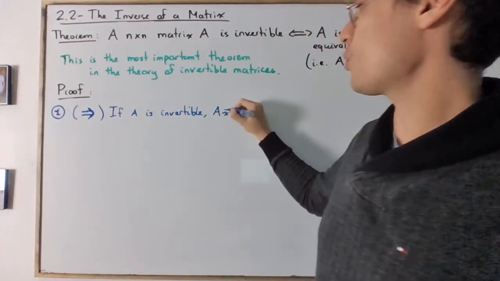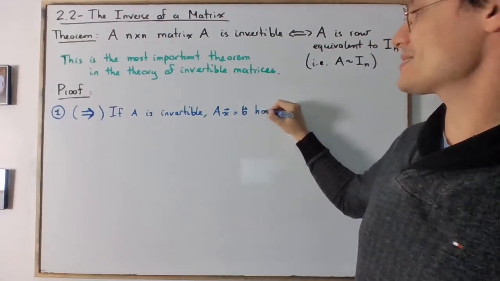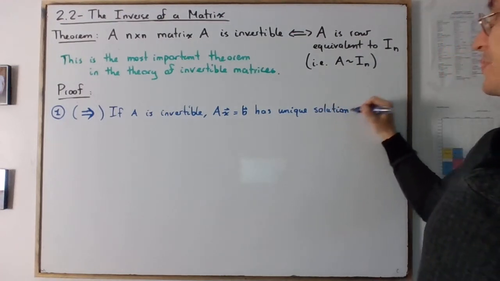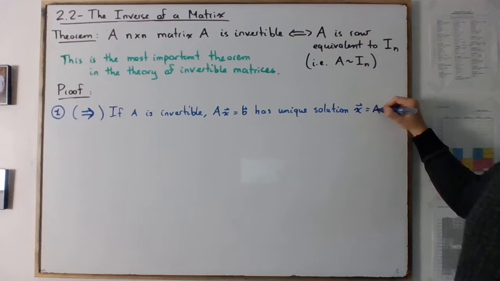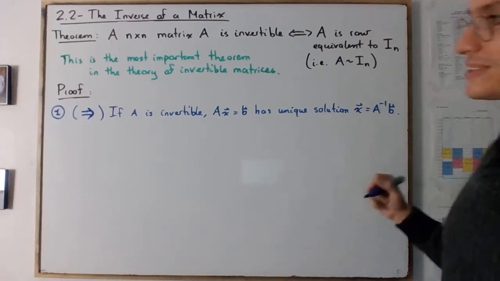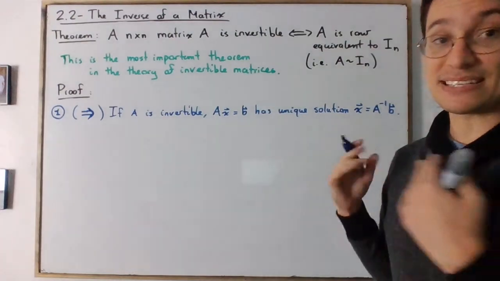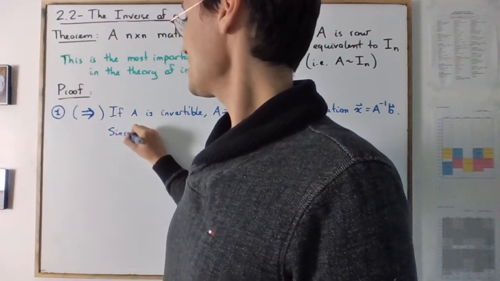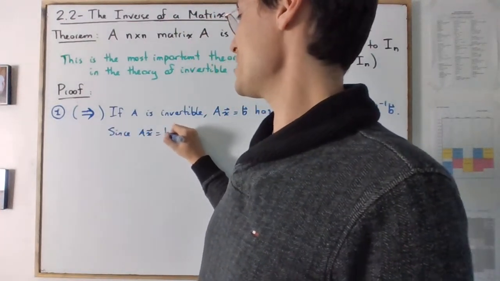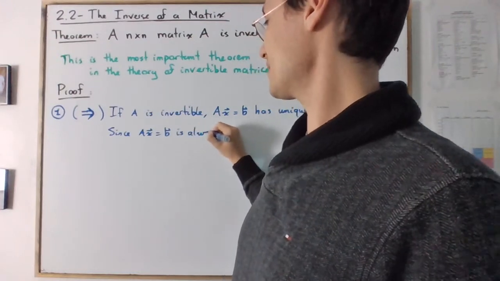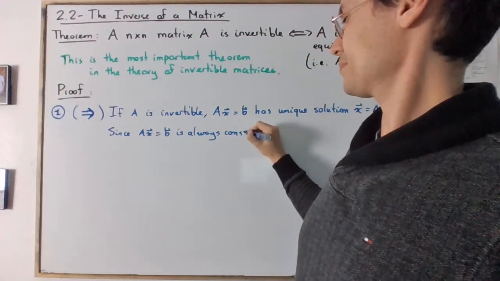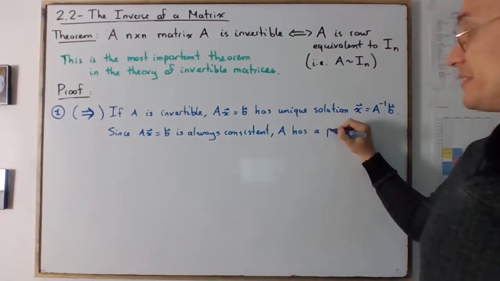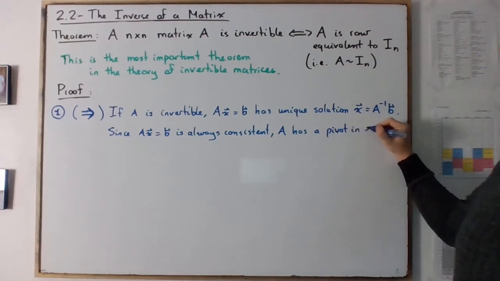then AX equals B has a unique solution X equals A inverse B. So what does it mean? It means first that the system is always consistent. So since AX equals B is always consistent, A has a pivot in every row.